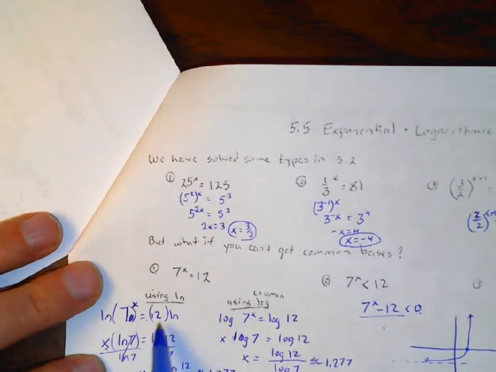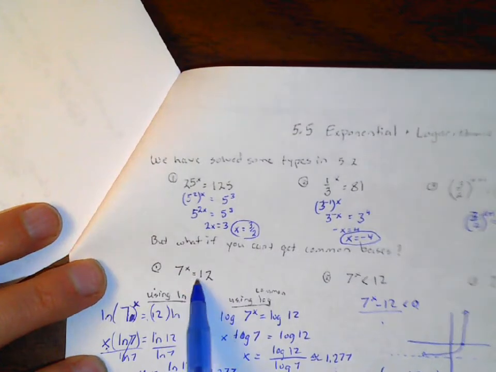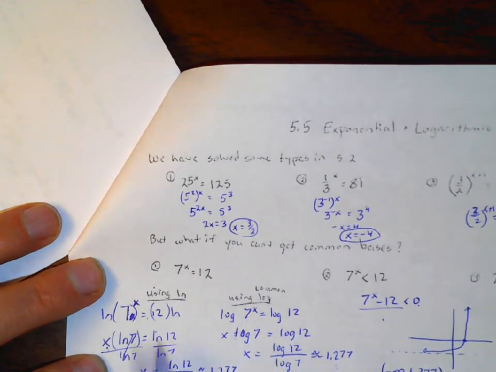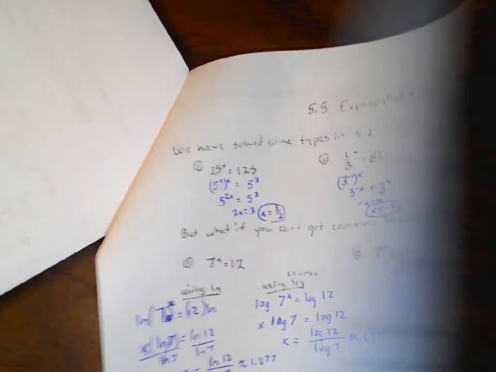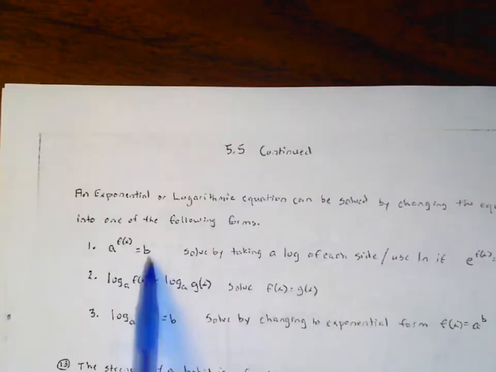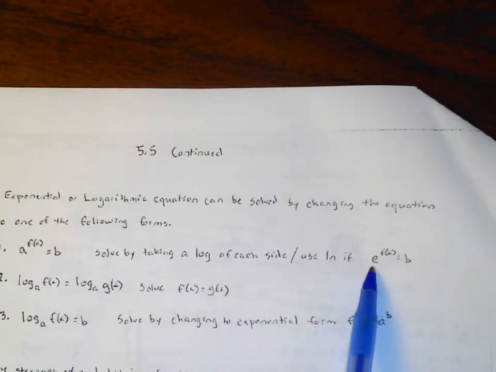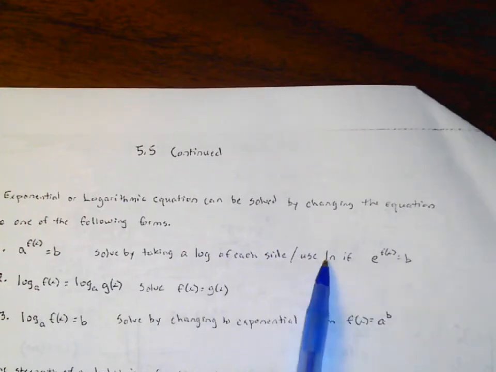So if I have this, take the natural log or the log of both sides. Both of them work to solve it that direction. If it's just an exponent, use log. If it's e, you definitely want to use natural log. That's definitely what you want to use there.